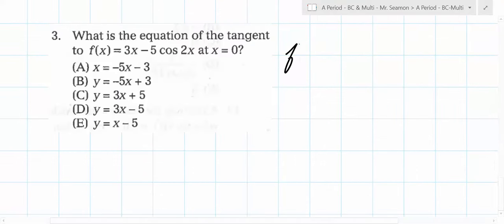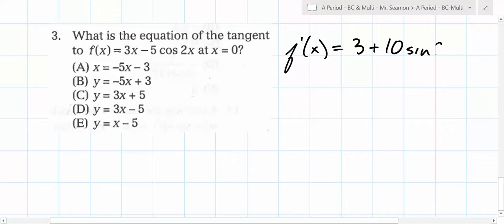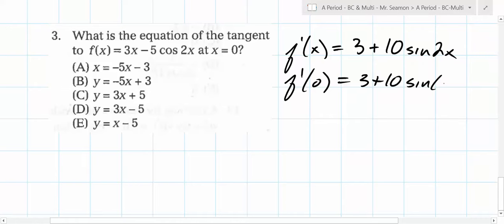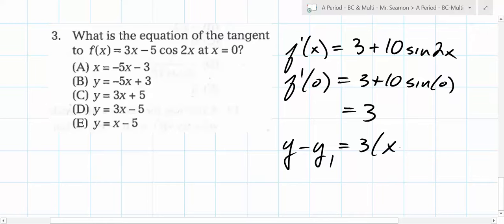So f prime of x is going to be what? 3 minus 10 sine, because what's the derivative of cosine? Right, plus. So what's f prime of 0 going to be? 3 plus 10 sine of 0. What's sine of 0? So it's going to be 3. So you have y minus y1 is equal to m, which is 3, times x minus 0.